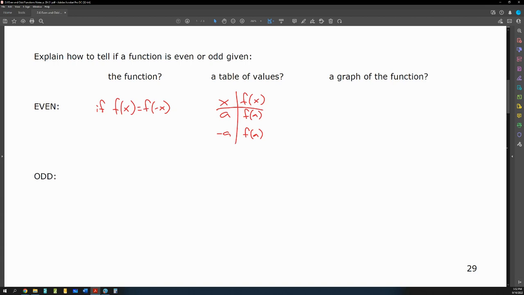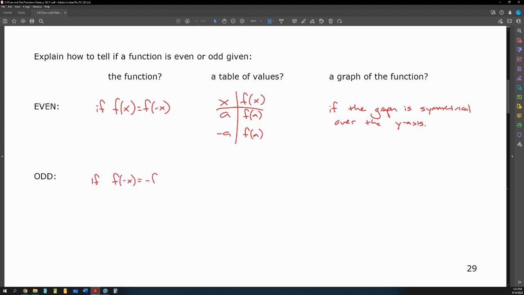For the graph of the function, we've talked about this. It is if the graph is symmetrical over the y-axis. And by symmetrical, I mean that it's the exact same graph if you were to reflect it over the y-axis.